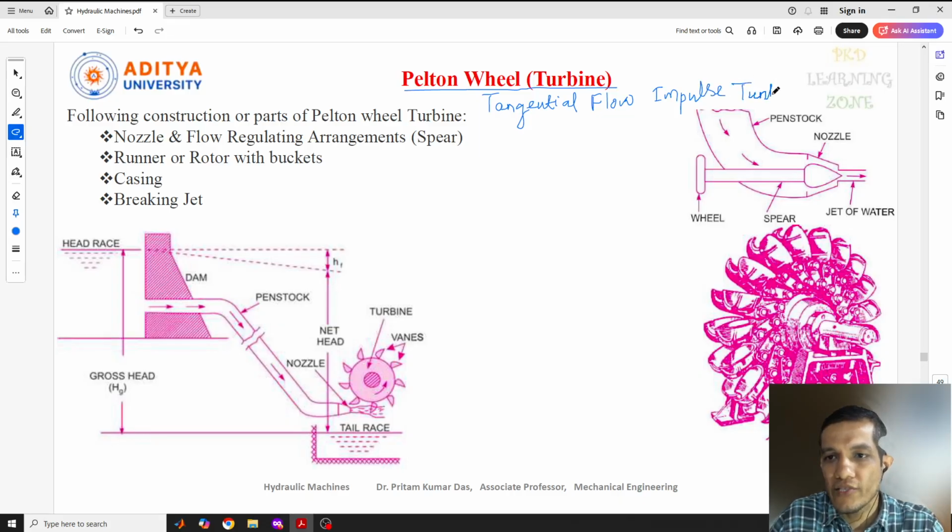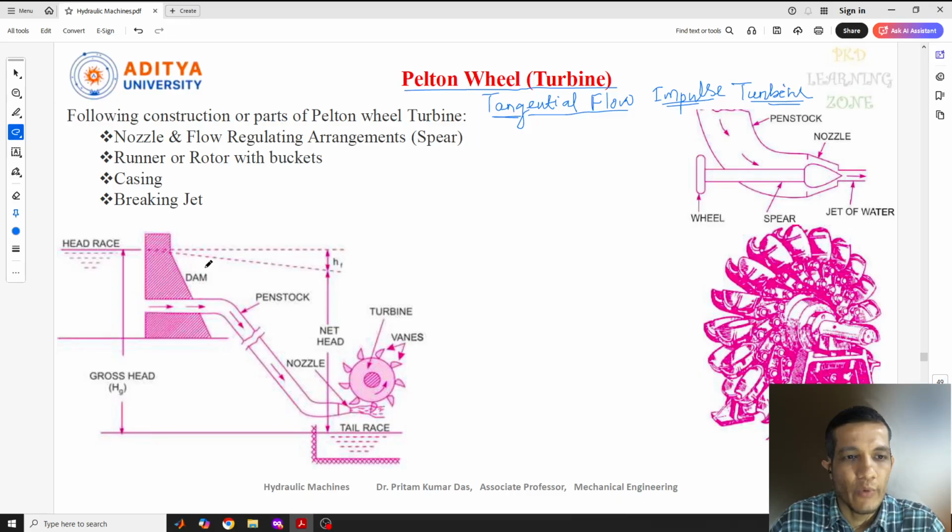Actually, as per the energy category, the turbines are two types. One is impulse turbine, another one is reaction turbine. And as per the flow direction, it is four types: tangential, radial, axial, and mixed. So the Pelton turbine comes under tangential flow, that means the direction of the flow is tangential, and it comes under impulse turbine. Impulse turbine means only kinetic energy will act at the inlet of the runner.